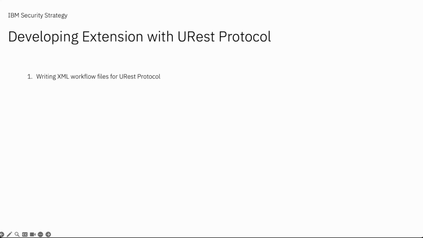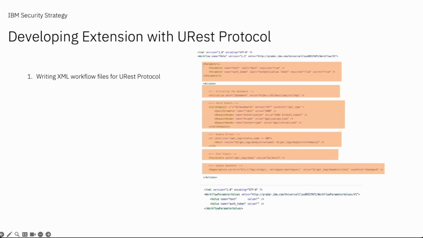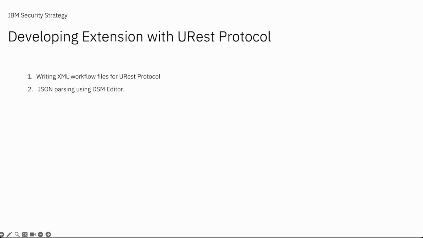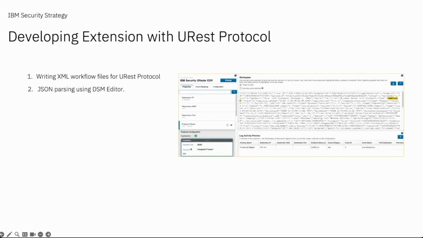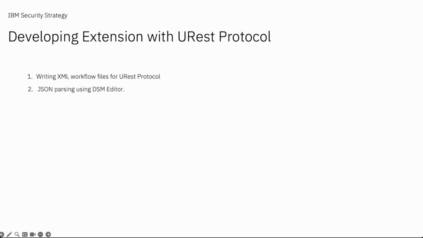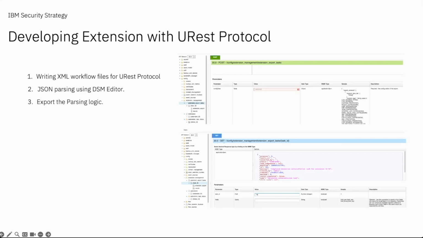We obviously test it. These are the kind of files that we write. Once we test it, the JSON parsing is done using the DSM editor as shown in the last slide. Once the DSM parsing is successful, what we do is we export this parsing logic. There are different ways to do that.